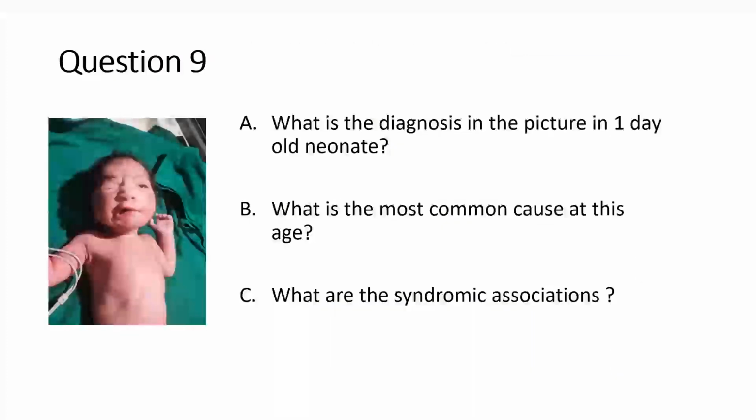So the next question is, what is the diagnosis in this picture in a 1-day-old neonate? What is the common cause of this condition at this age? And what are the syndromic associations? So it is very easy and apparent on the picture. I expect a good number of answers.